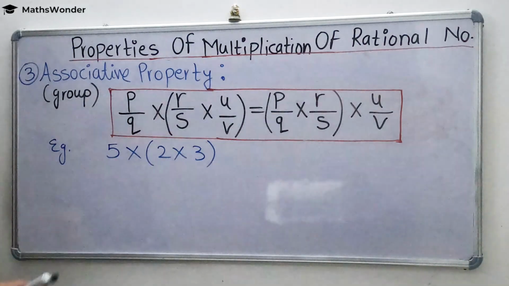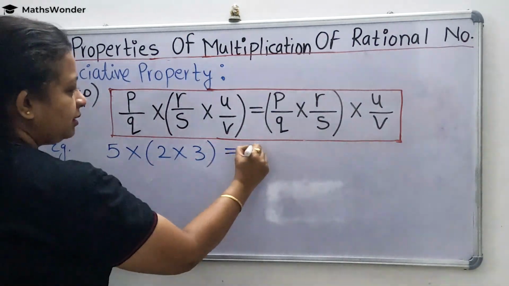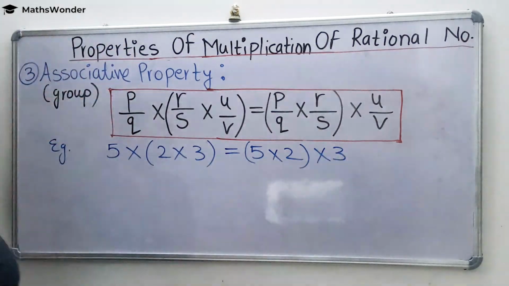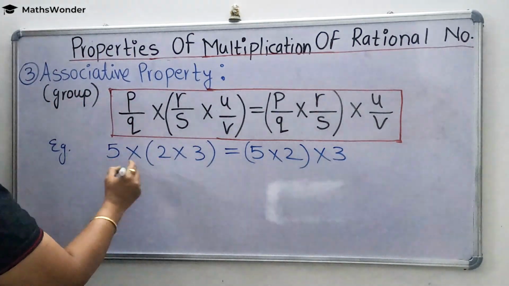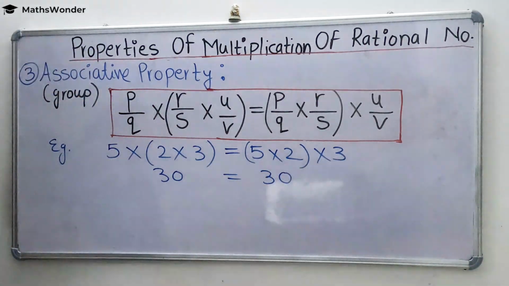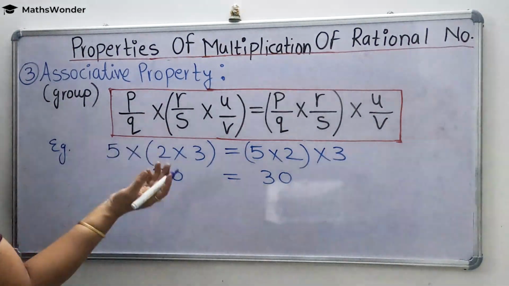So when you change the order, like 5 times 2 times 3, first we will solve this part, right? So this is 6. 6 times 5 will be 30. The same, you will get 30 on the other side. That means yes, the associative property works on multiplication.